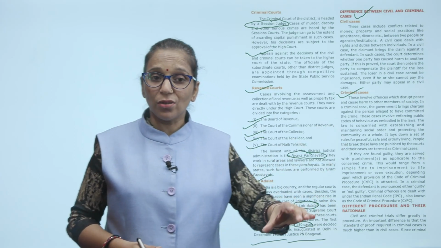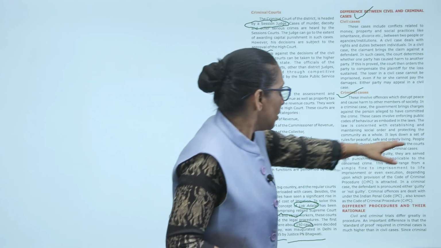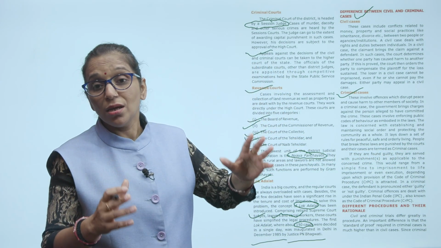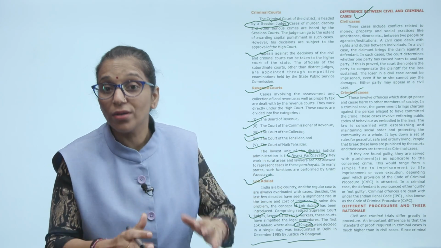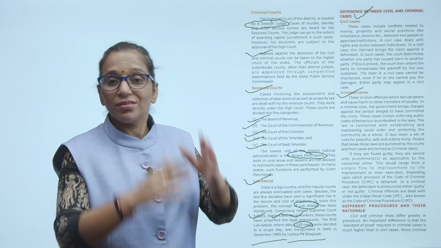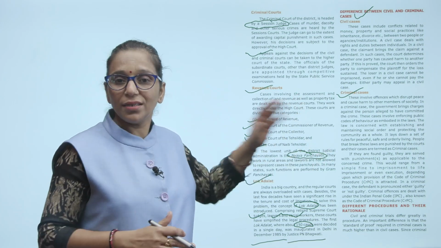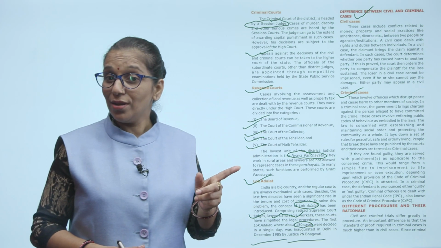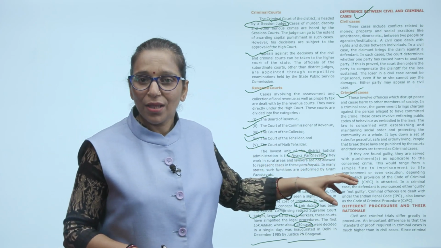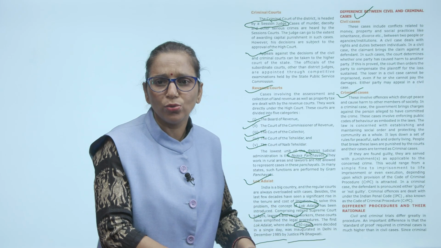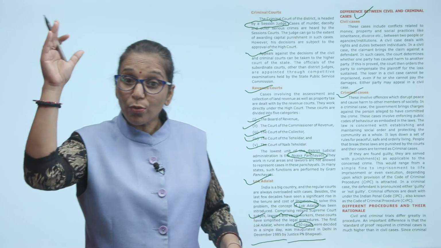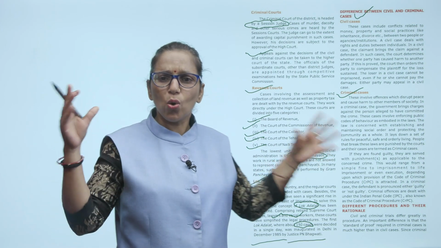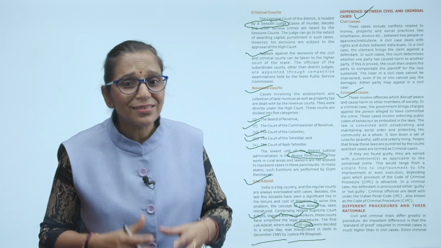People who break these laws are punished by the courts, and their cases are termed criminal cases because they are harmful for the security, safety and peacefulness of society. If they are found guilty, they get a severe punishment as applicable to the concerned crime. This would range from a simple fine to imprisonment, to life imprisonment or even execution, depending upon the provisions of the Code of Criminal Procedure.